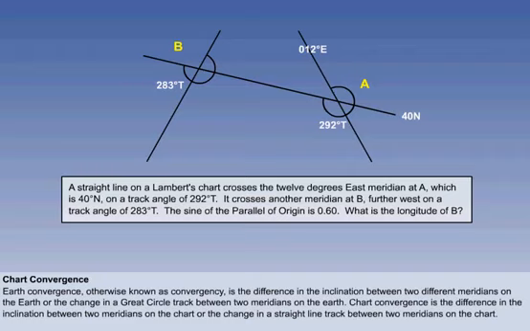Here is a worked example using this idea. A straight line on a Lambert's chart crosses the 12 degrees east meridian at A, which is 40 north, on a track angle of 292 degrees. It crosses another meridian at B, further west, on a track angle of 283 degrees. The sine of the parallel of origin is 0.6. What is the longitude of B?